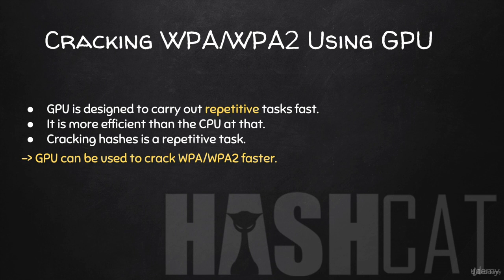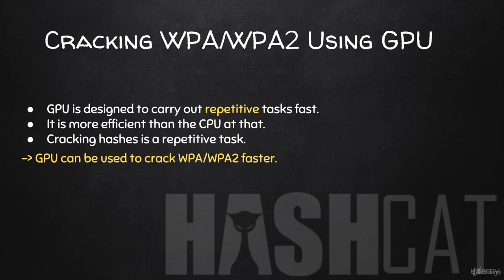Basically, it's a very repetitive task because we go through the word list and we take each password in the word list and then try to test it against the handshake and see if it's valid or not. So it's a very repetitive task. And because the GPUs are optimized to carry out repetitive tasks very quickly, they're actually more efficient than CPUs when it comes to cracking. So, if you have a good graphics card, you can use that graphics card or GPU in the cracking process instead of the CPU, and that way you'll be able to go through the word list and carry out the cracking process much faster than if you would do it with the CPU.